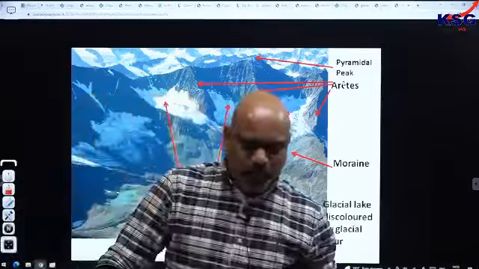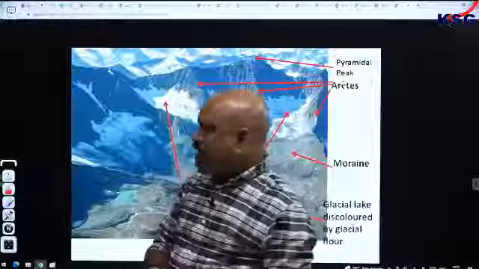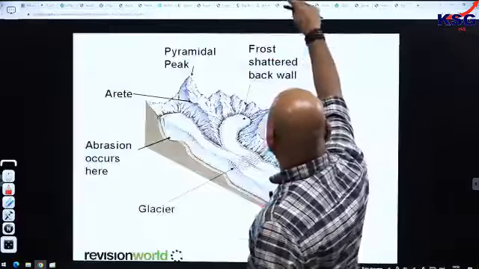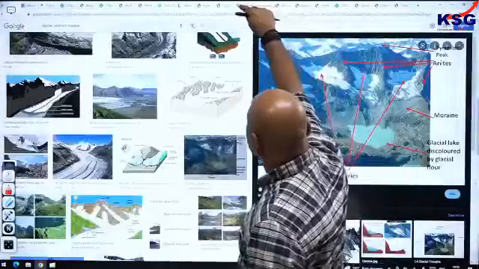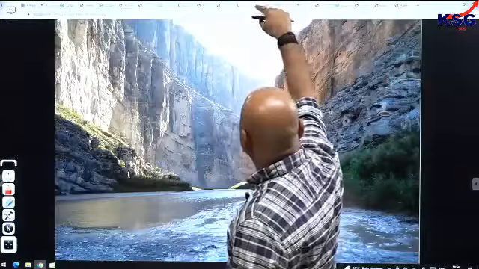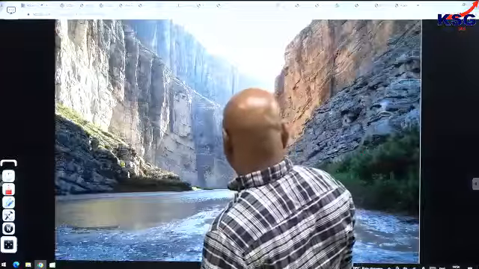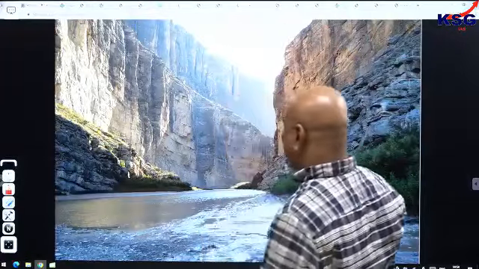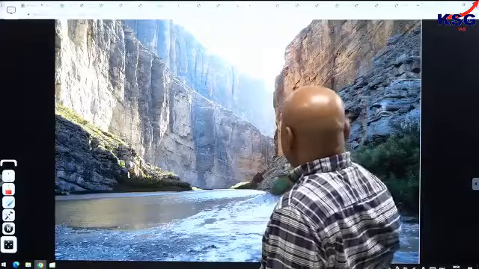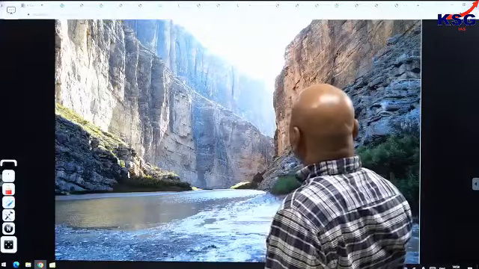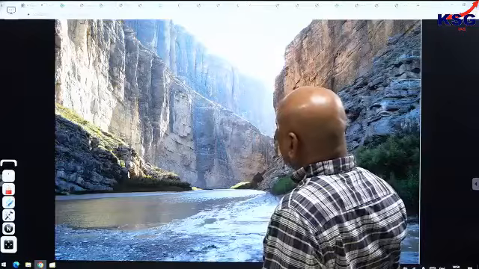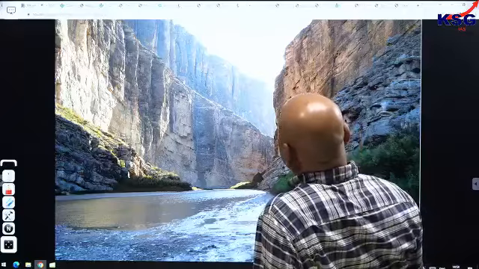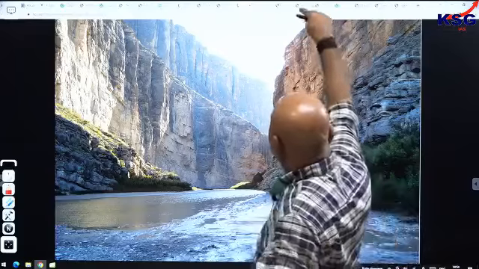Let me tell you one thing here. Let us draw a few diagrams, then it will be better for you. This is a gorge. Somebody was asking me about the gorge. Gorges are like this, I-shaped valleys. See, this is a gorge. But a glacier forms a U-shaped valley. A glacier always forms a U-shaped valley.